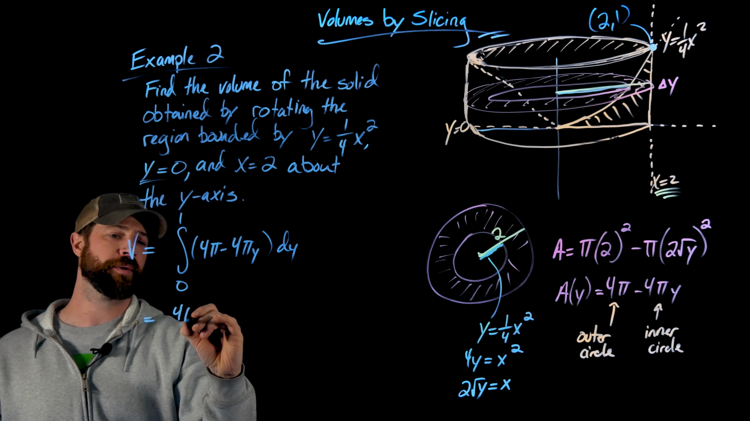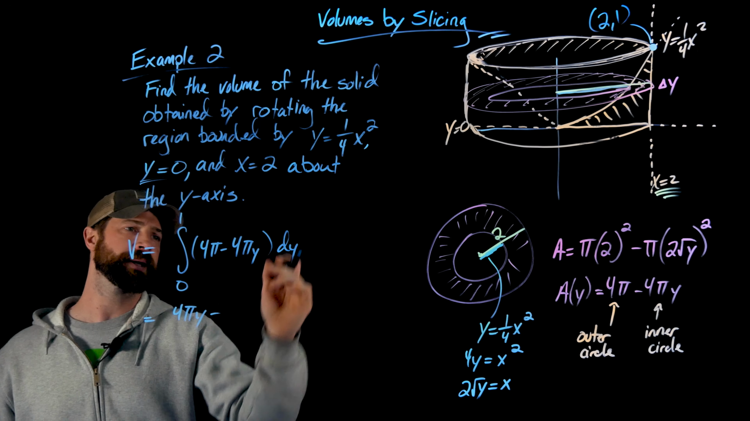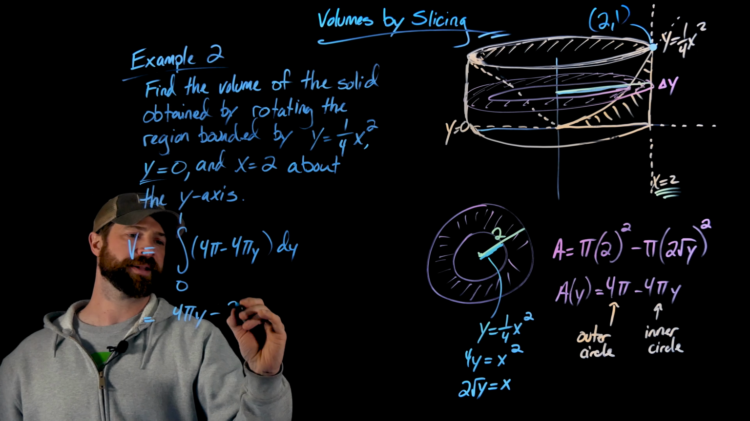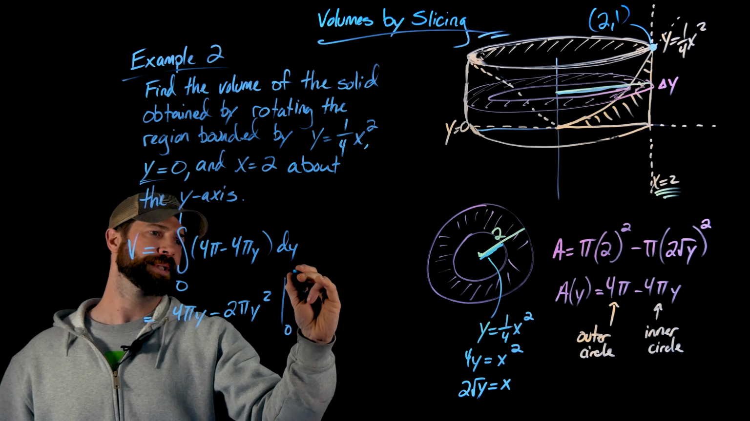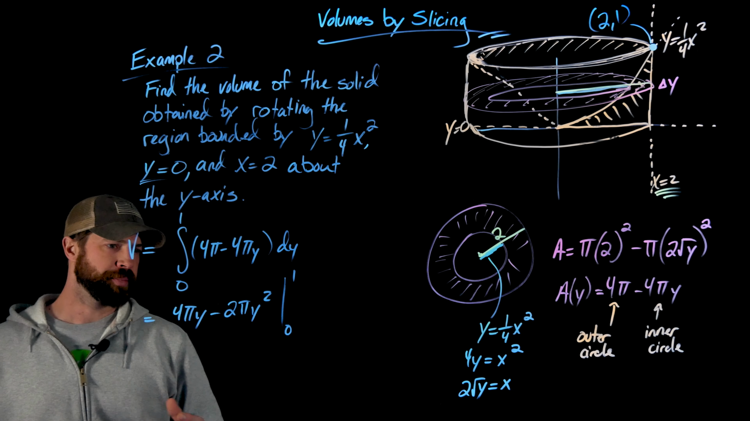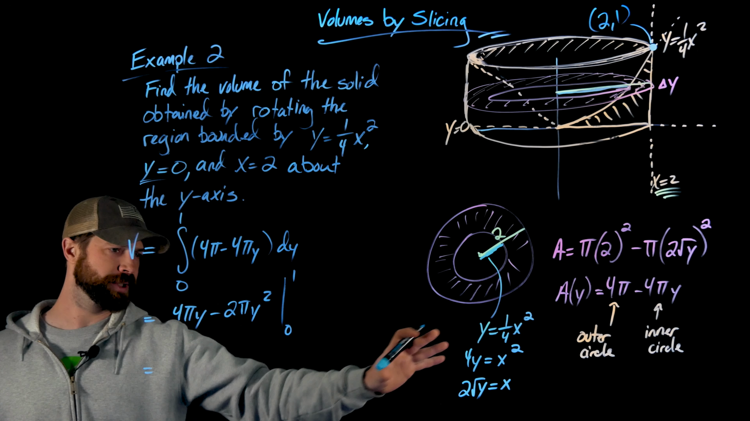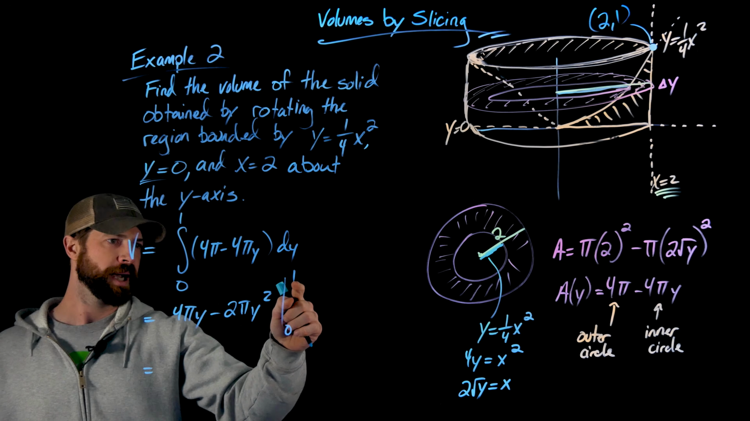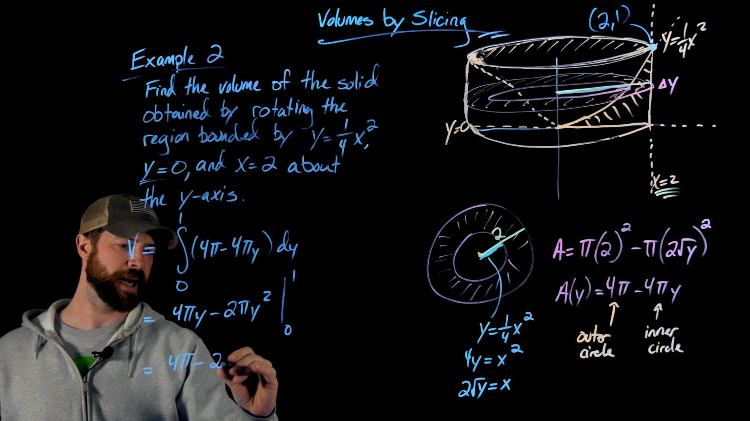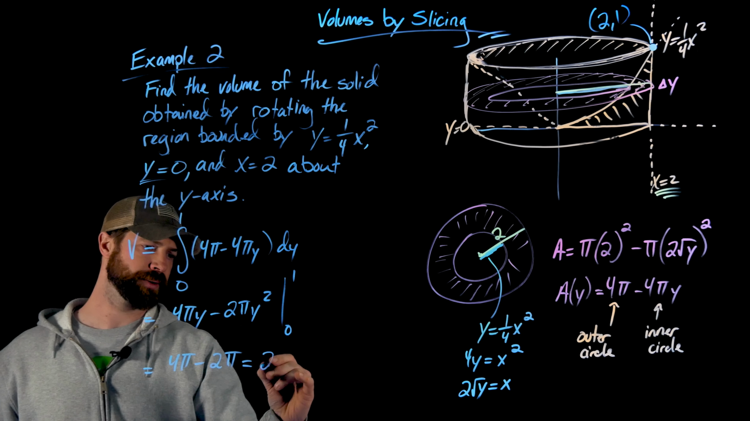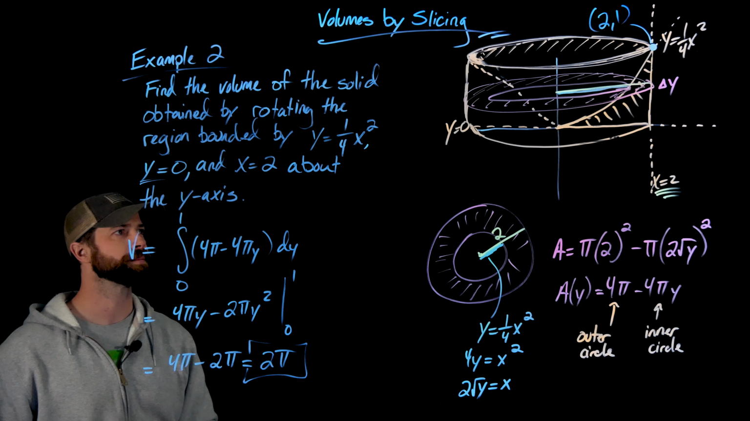4 pi would be 4 pi y. Here we're going to use the anti-power rule. Y squared divided by 2, I'll just divide this by 2 to get 2 pi y squared, evaluating from 0 to 1. And beautifully, 0 is pretty inconsequential because both these terms have y, so we'll just be subtracting away nothing. I plug in a 1 here, I get 4 pi minus 2 pi, which simplifies down to 2 pi for the volume of this solid of revolution.